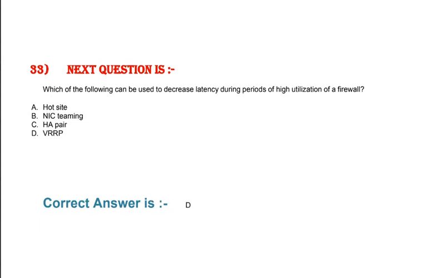Question is, which of the following can be used to decrease latency during periods of high utilization of a firewall? Option A, hot site. Option B, NIC teaming. Option C, HA pair. Option D, VRRP. Correct answer is option D.